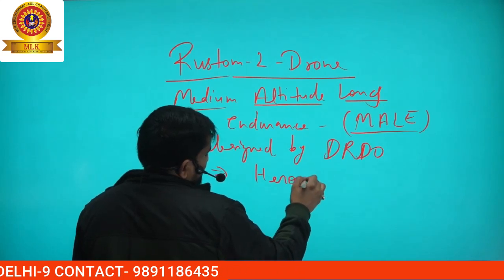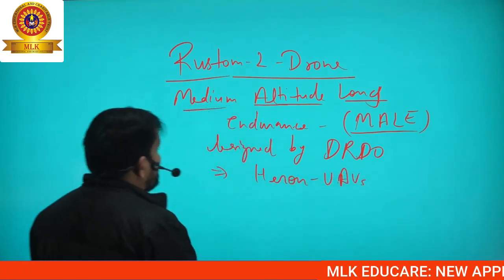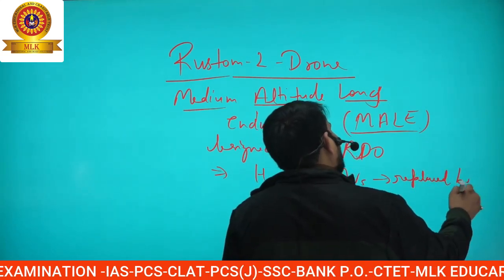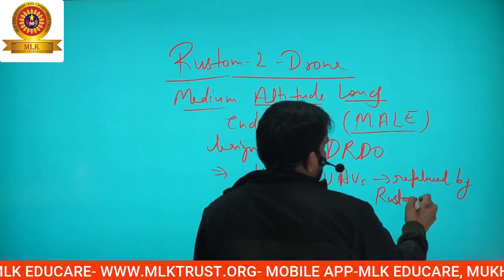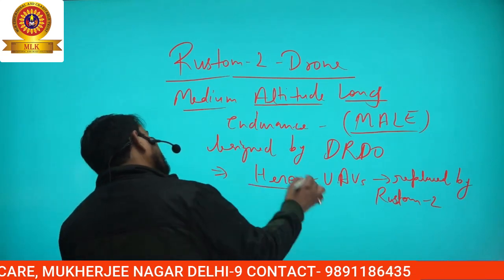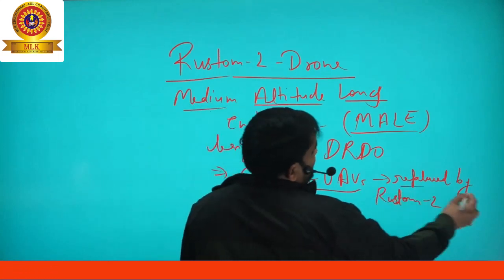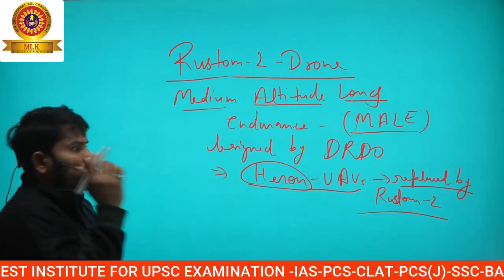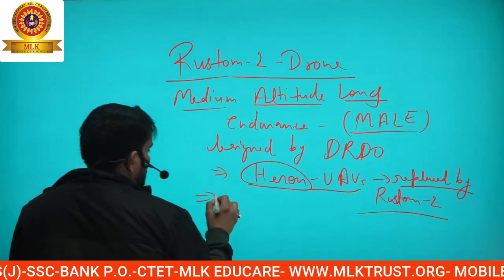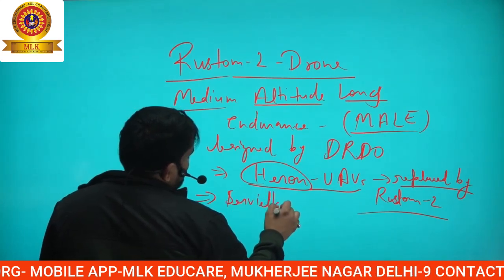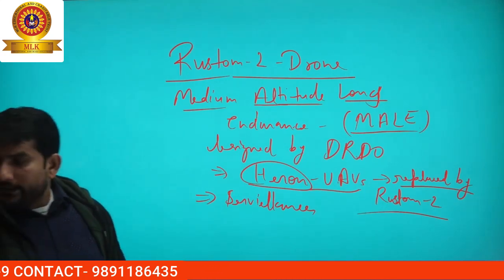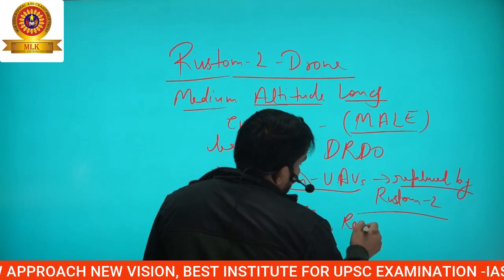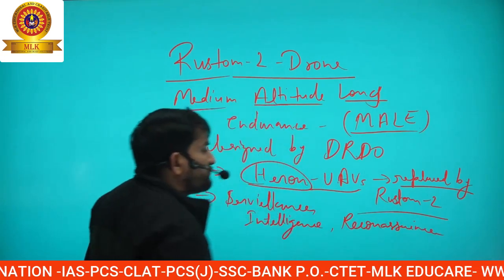Actually there was the Heron UAV, and the development of the Rustam 2 has replaced the Heron UAV. So the Heron UAV is replaced by the Rustam 2, and it is primarily for intelligence, surveillance and reconnaissance operations. This is for surveillance, intelligence gathering, and reconnaissance.